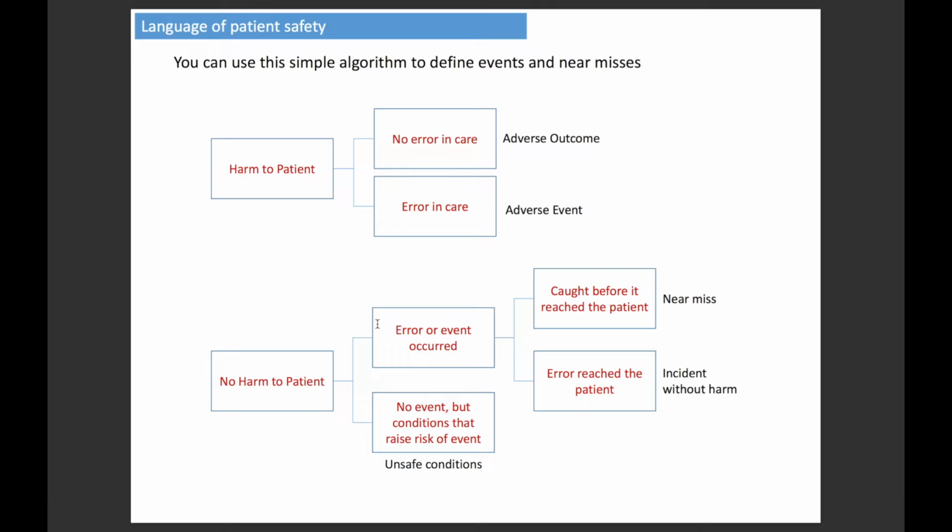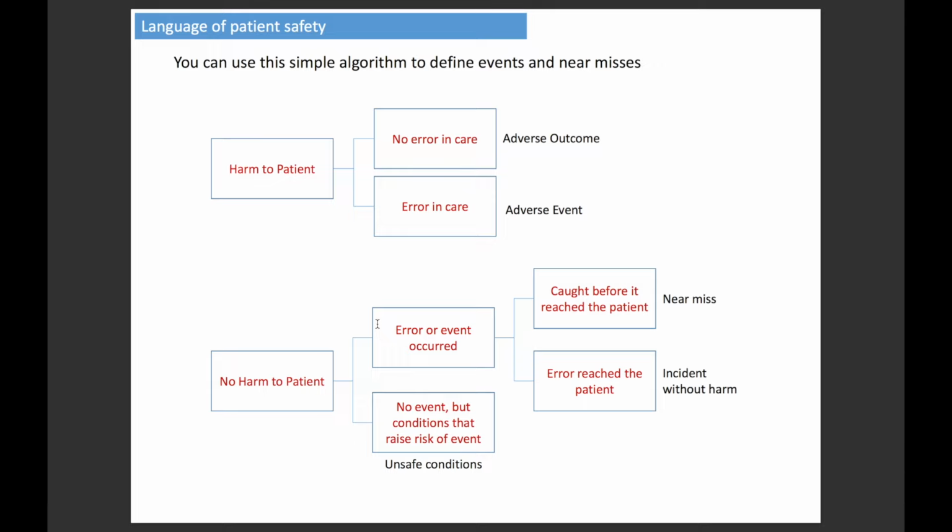Now let's take the box below. There's no harm to the patient. So when there's no harm to the patient, the question is, was there an error or an event that occurred? And the error would be, for example, maybe you gave the wrong antibiotic to the patient. That was an error, but there was no harm to the patient. So that would be important to know.